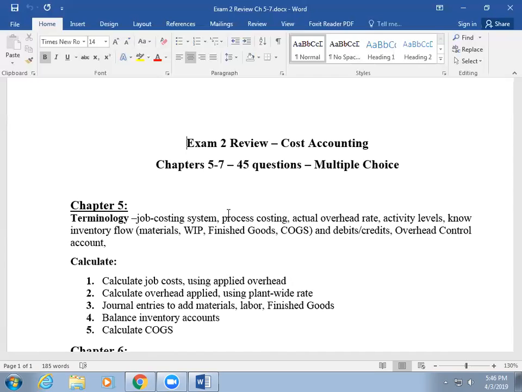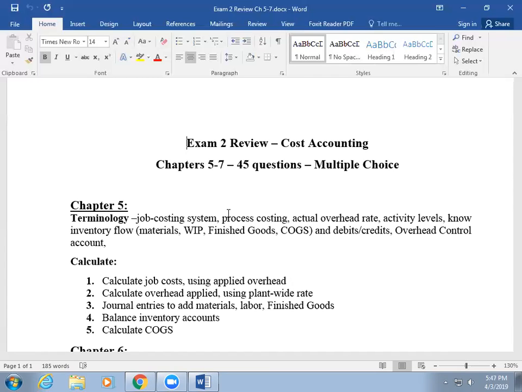So as far as calculating, be able to calculate job costs. So if they give you several jobs and tell you this job actually was finished, make sure you do labor, materials, any applied overhead, any beginning costs that it had. Just kind of review that.